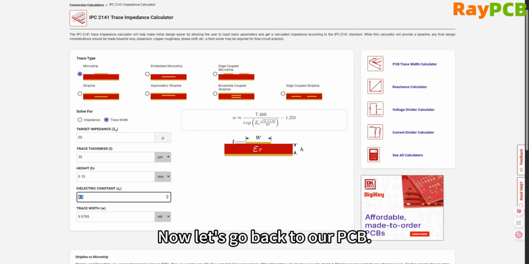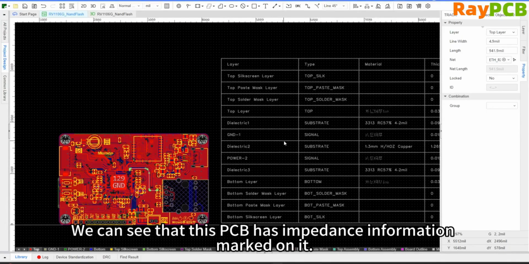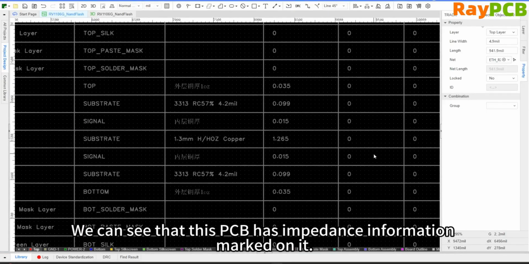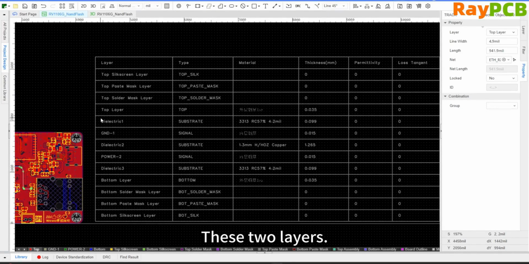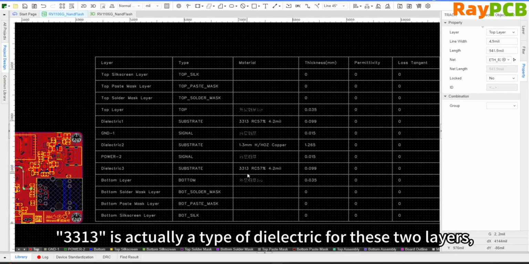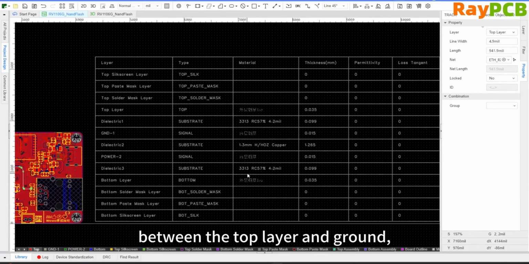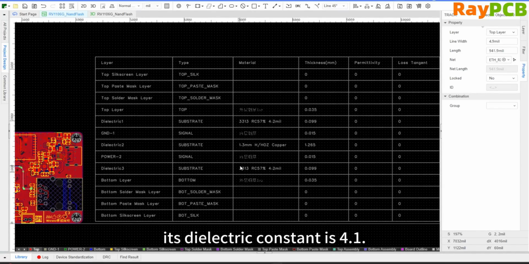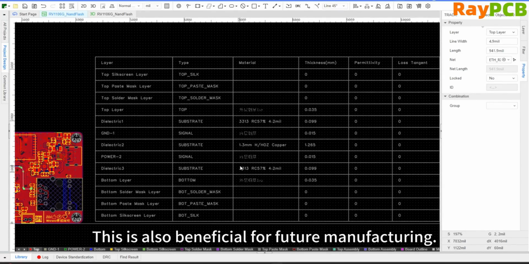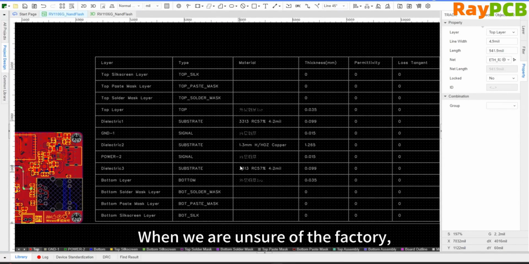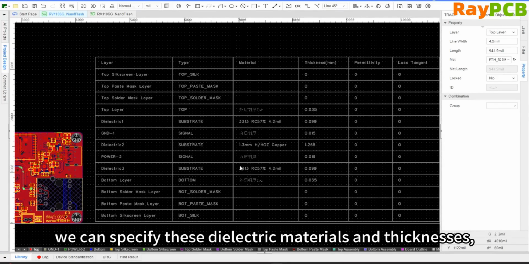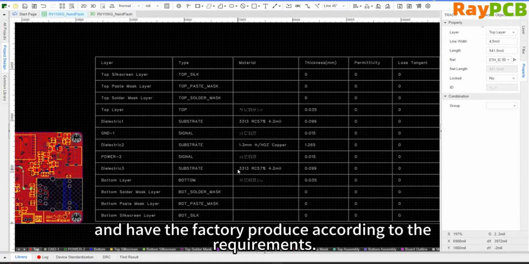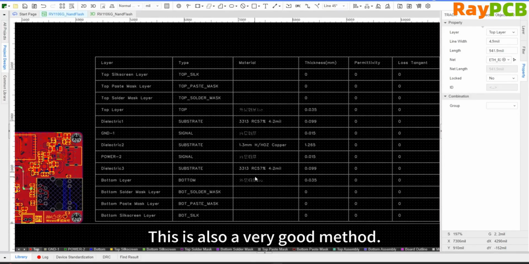Now, going back to our PCB, we can see that this PCB is labeled with impedance information. These two layers, this one is marked 33113, and this one is also marked 33113. This 33113 actually refers to these two dielectric layers, the value of the dielectric between the top layer and the dielectric interface, and between the bottom layer and the power plane. So, what does 33113 mean? The dielectric constant is 14,111, which is also helpful for us in the future. If we are unsure about the factory, we can specify this value when handing over to the factory and have them manufacture according to the requirements. This is also a very good approach.